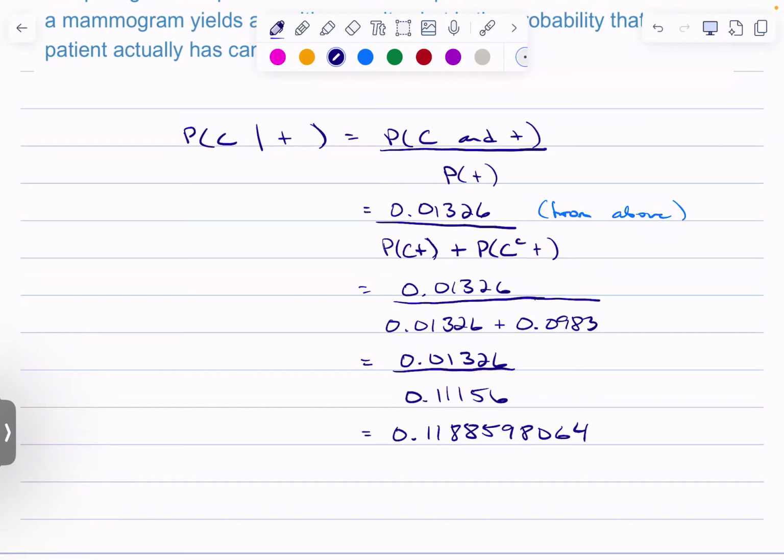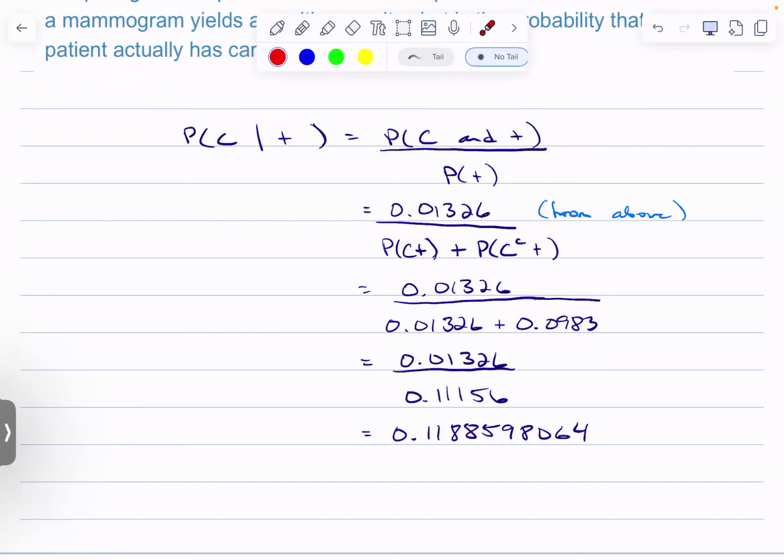Which, if we simplify it a little bit and just talk in terms of percentages, that's roughly 12%, 11.8859, blah, blah, blah. Let's round it to 12% so it's easy to think about. And so the probability of having cancer, knowing that you tested positive, is 12%. And so it's kind of interesting.